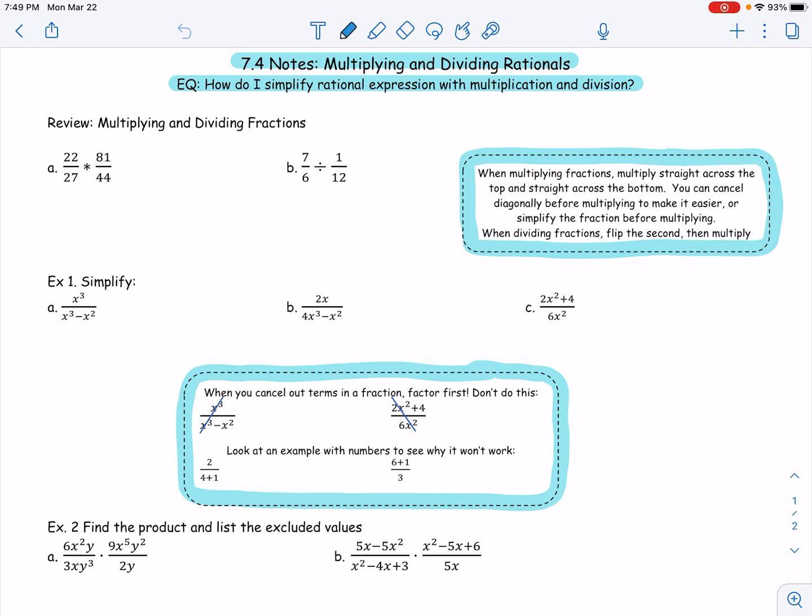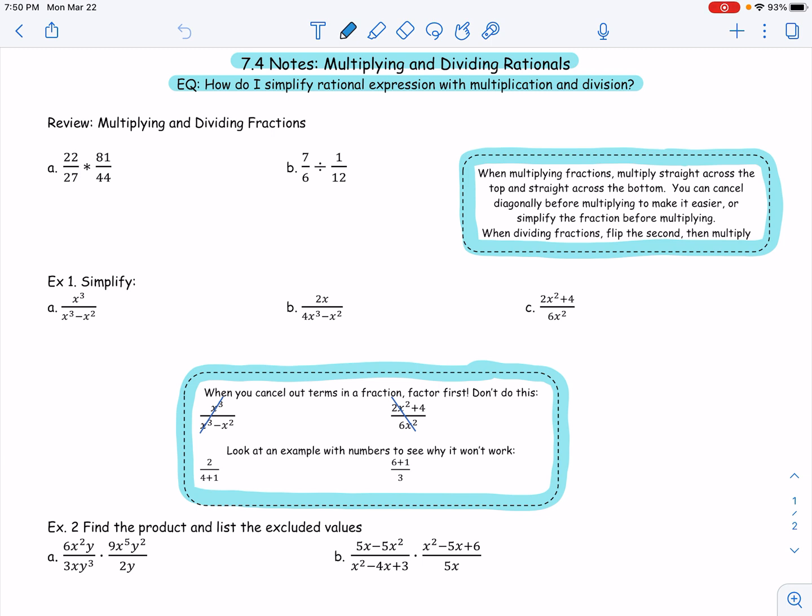Like I said, we're going to work with some numbers first before we get into those rational functions. The first problem we see is 22 over 27 times 81 over 44. Because we're multiplying these fractions together, we could multiply top to top, bottom to bottom. However, for this particular case, 22 times 81 is going to be a really large number that I don't know off the top of my head. Same thing with 27 times 44. It's going to be a little bit more challenging. So I can make my life a lot easier. Being that neither of these fractions simplify, I can try to simplify diagonally.